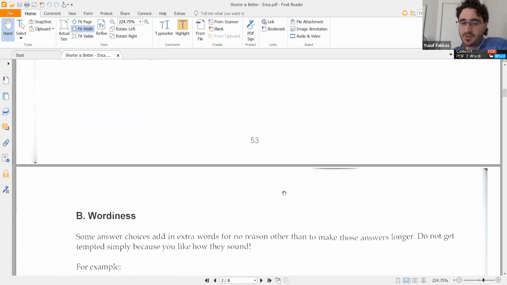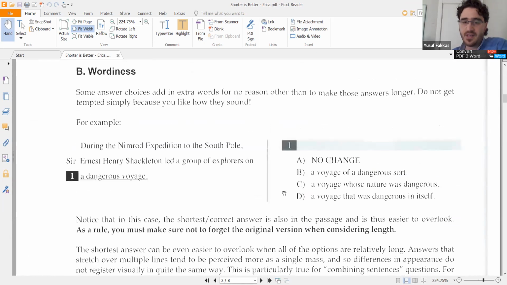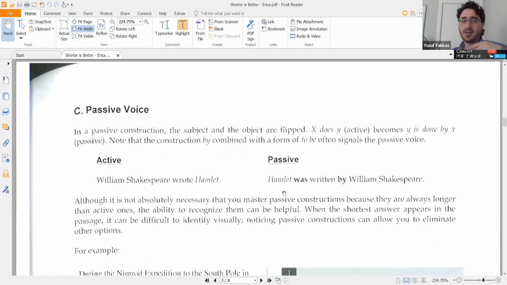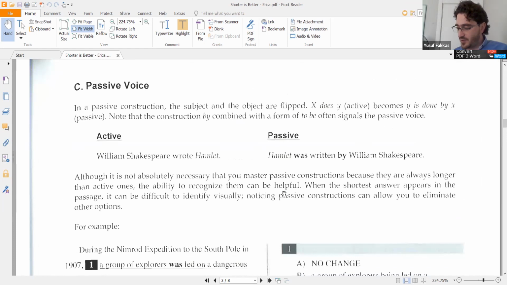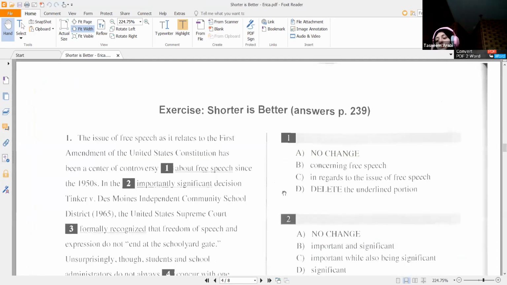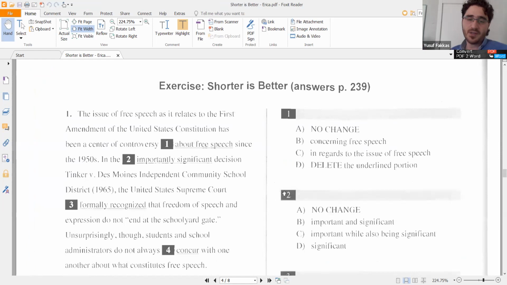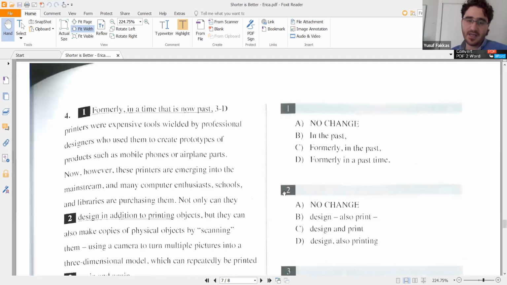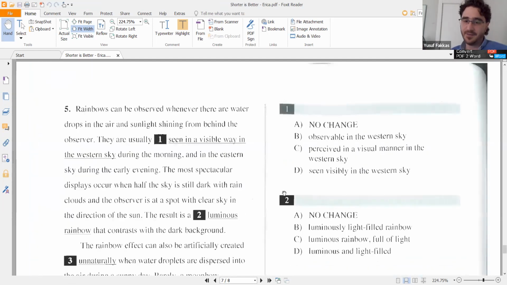The second part of the rule is about wordiness. And we said wordiness is just using extra words that we don't actually need. And the third part, if you have one option with active voice and the other one passive voice, then which one should we choose? Active. The active voice. Why? Because it's shorter.